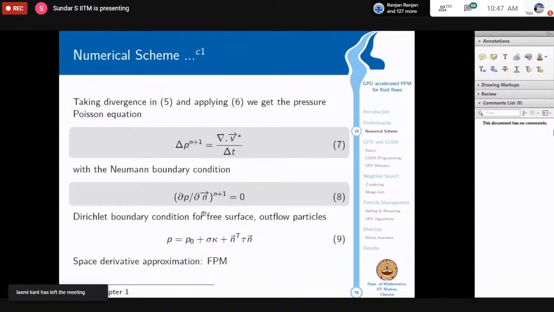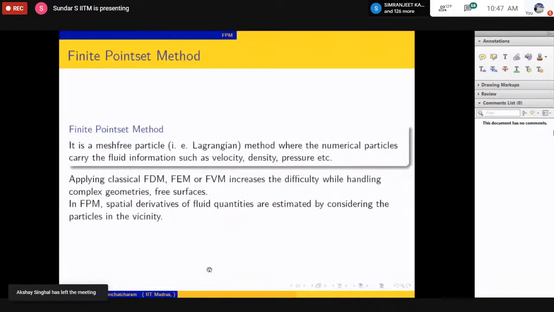We use del P by del n equal to 0 at the time n plus 1 as the Neumann boundary condition for free surfaces. For outflow particles we use P equal to P naught plus sigma k, for the free surface and outflow particles. Outflow particle means when it is going out of the domain. Spatial derivative approximations are done by the finite point set method.